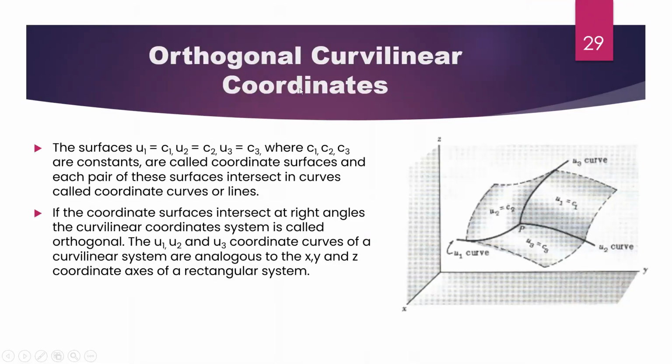Now, orthogonal curvilinear coordinates. The surfaces u1 equal to c1, u2 equal to c2, u3 equal to c3, where c1, c2, and c3 are constants, are called coordinate surfaces, and each pair of these surfaces intersects in curves called coordinate curves or lines. If the coordinate surfaces intersect at right angles, the curvilinear coordinate system is called orthogonal. The u1, u2, and u3 coordinate curves of a curvilinear system are analogous to the x, y, and z coordinate axes of a rectangular system.